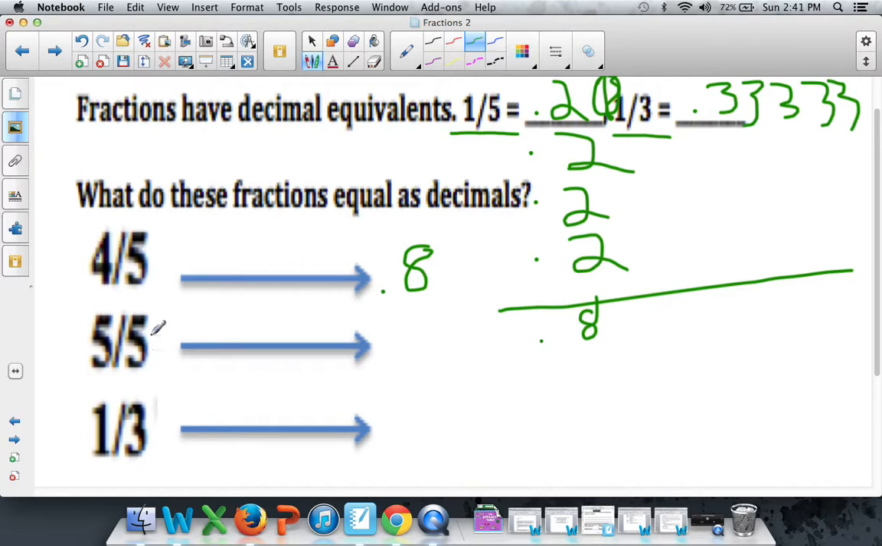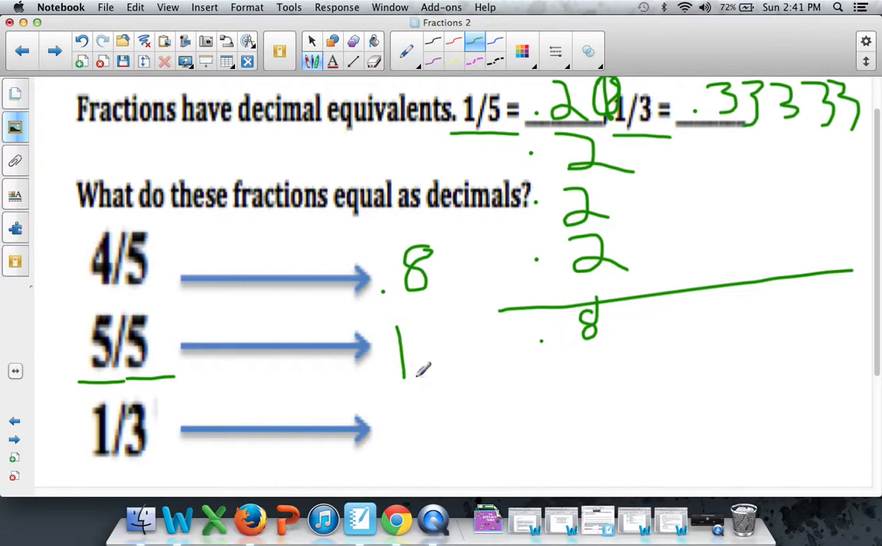You might be tempted for 5/5 to add one more. But you know what you could do? It'd take you about 3 seconds. You have to notice that once again we have a fraction where the numerator and the denominator are the same. And when the numerator and the denominator are the same, we have one whole.